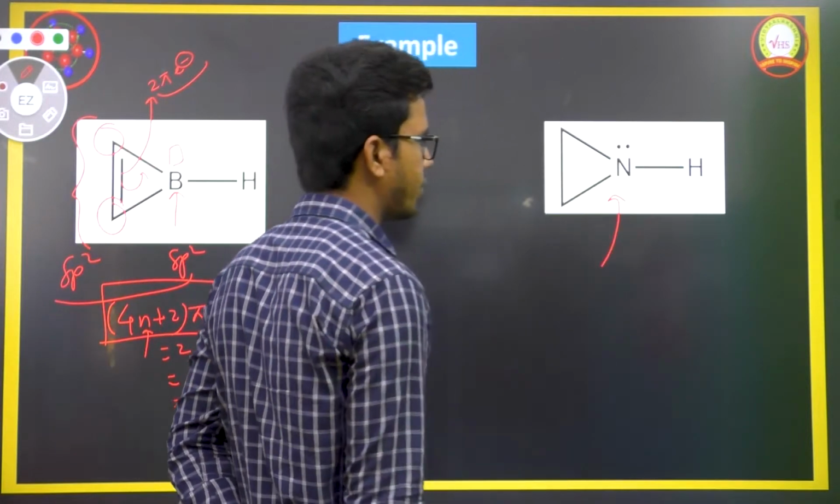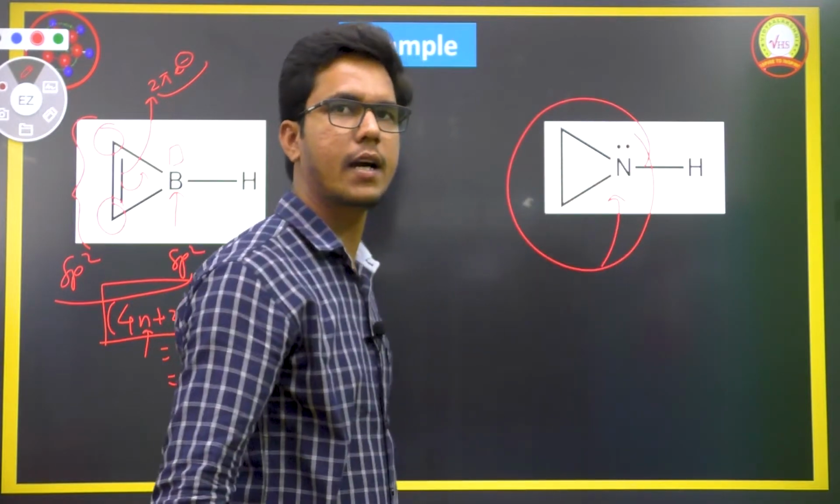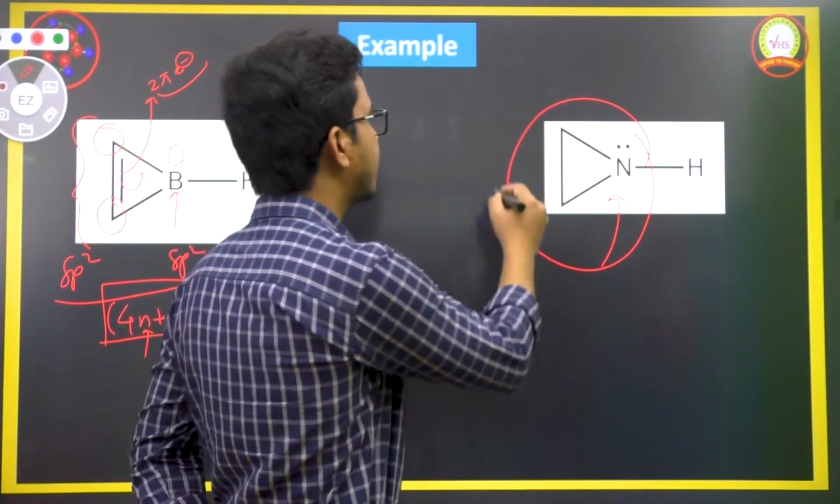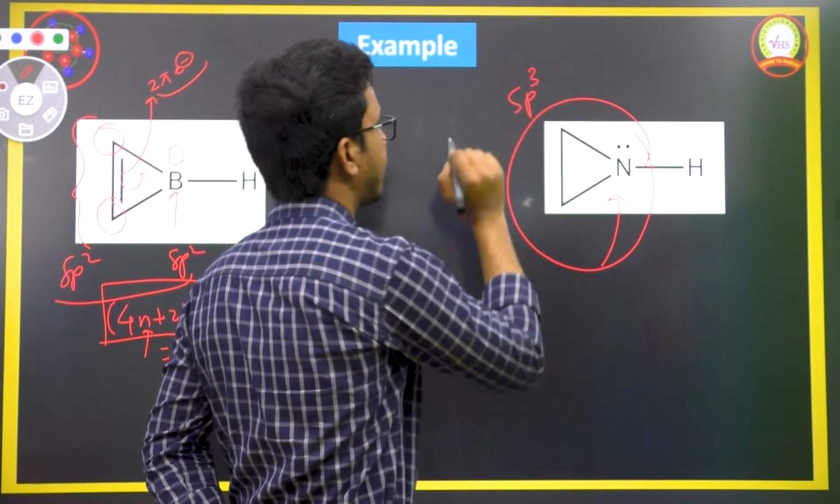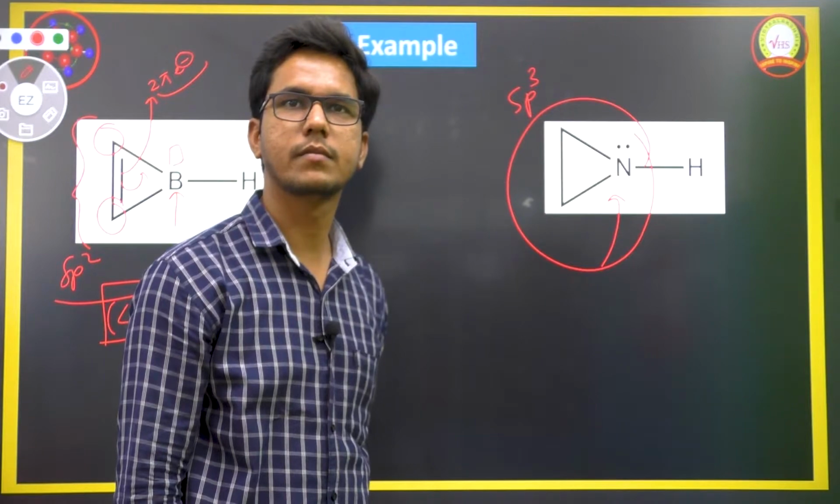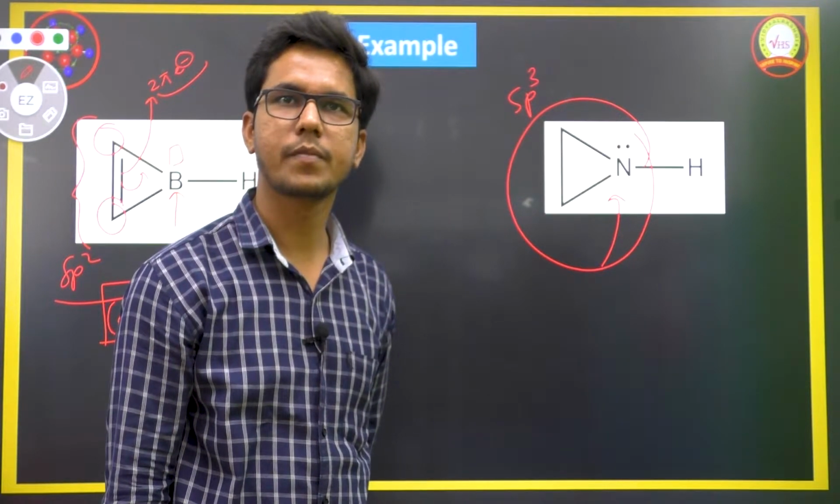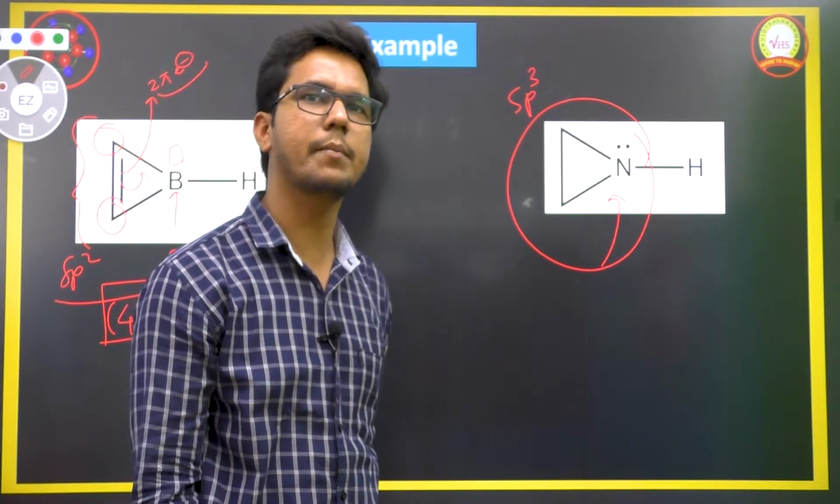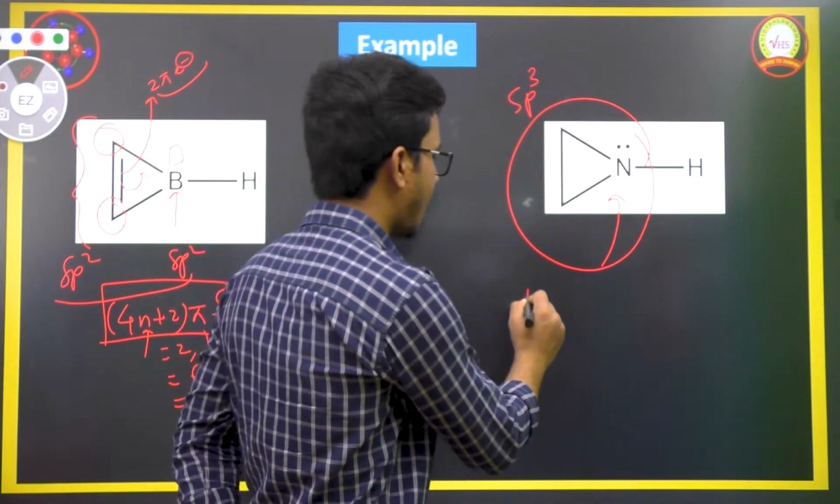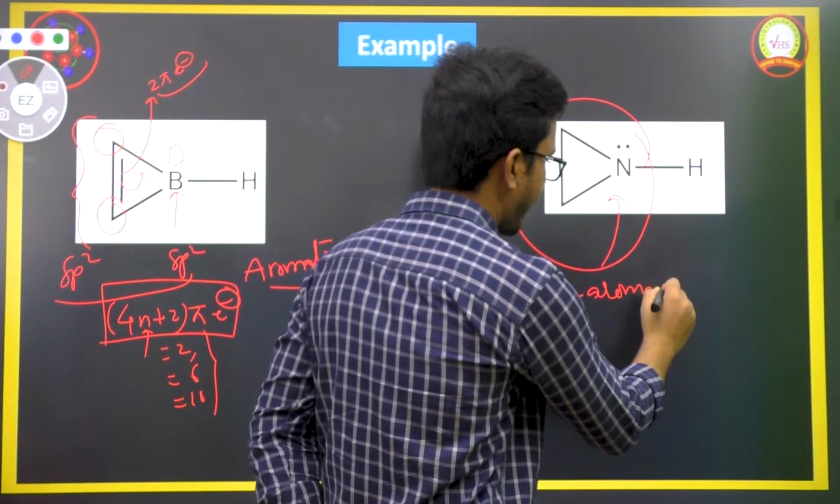Now let us take this one. All the atoms in the ring are sp3 hybridized. If they are sp3 hybridized, they are not planar. They are non-planar compounds, and so they come under non-aromatic compounds.